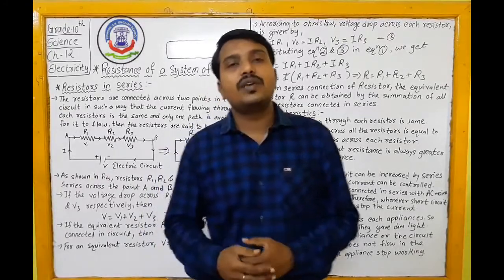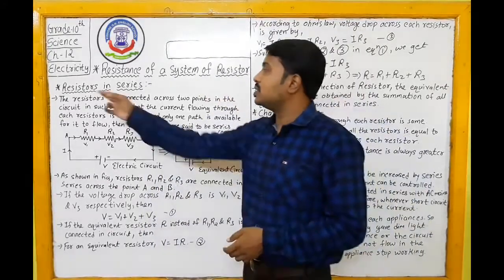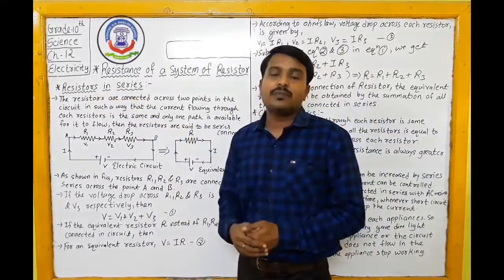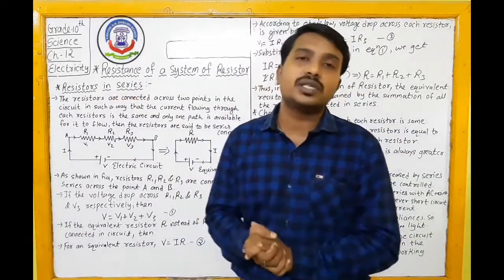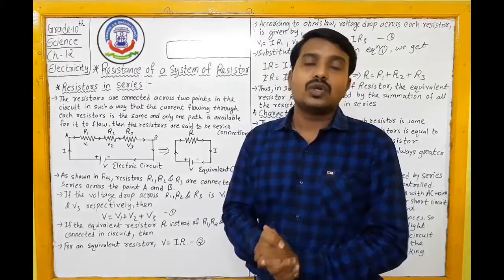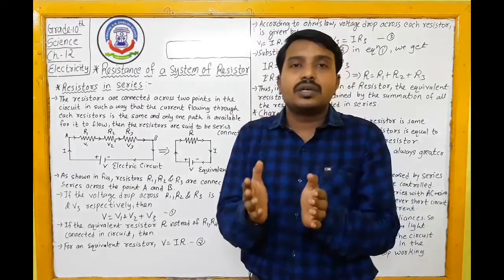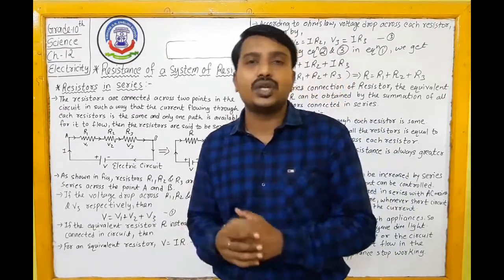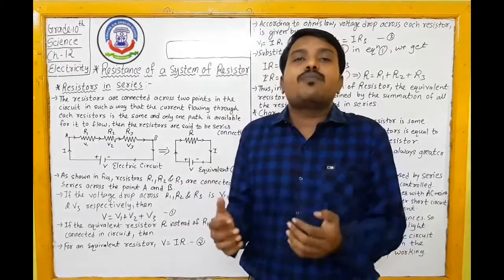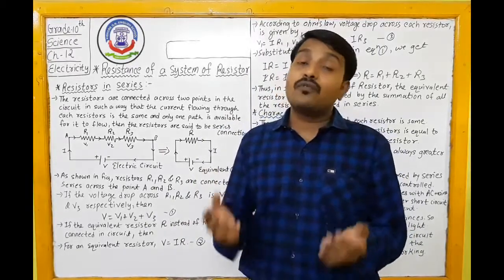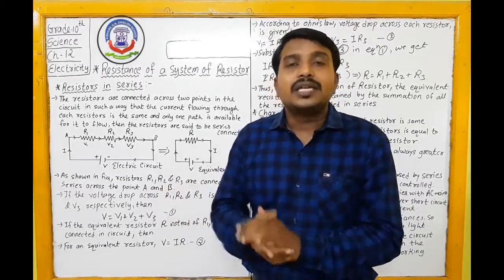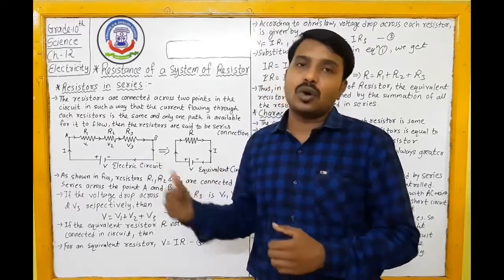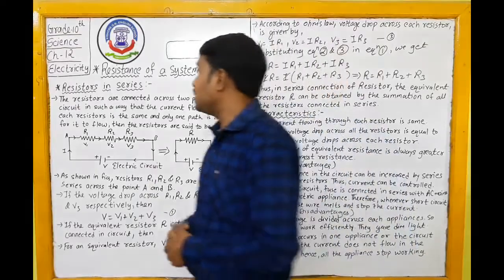So let's start with the first pattern in which our resistors are in series. That means whatever resistors we have used in our circuit, all those resistors are in series connection. When you connect the resistors in series in your circuit, what type of current will flow, and what type of voltage will be created across two points in the circuit, all of that we are going to learn in this topic now. Okay, so let's see that.